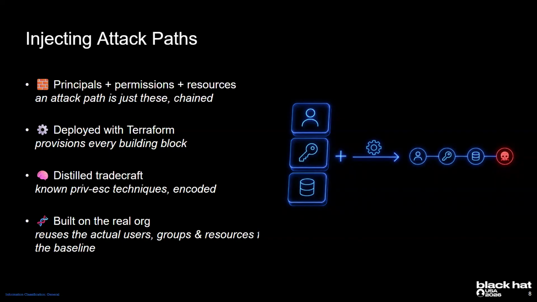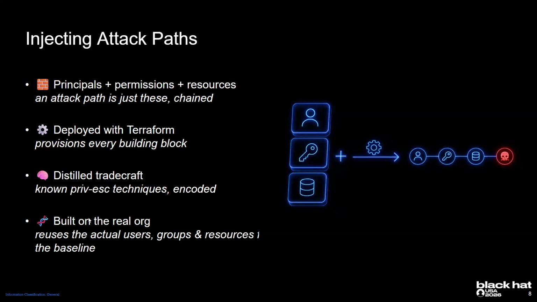I analyze public, common privilege escalation techniques attackers use and distill that knowledge into the tool, so that BadZure knows how to arrange the different pieces so that an actual attack path comes out the other side. So Terraform is the hands and BadZure is the brain. And all of these attack paths get built on top of that baseline org. So we're reusing those users, those groups, those resources that we created in the baseline, so that the attack path is buried in the sprawl. So it actually looks real.